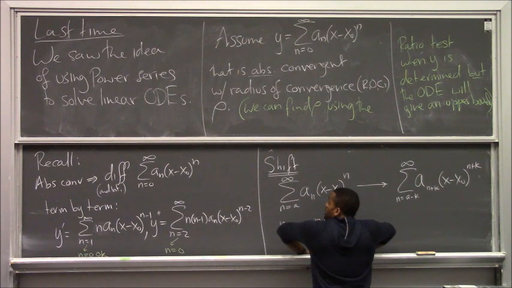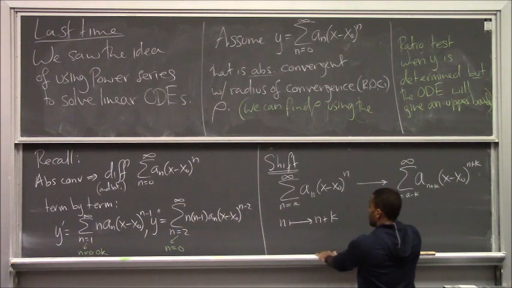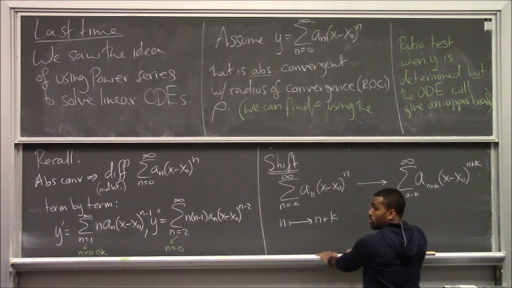So coincidentally, in the example we used in class, when we shifted the index to get the same power, we also ended up getting the same index. Is that going to be? So that's not always the case.